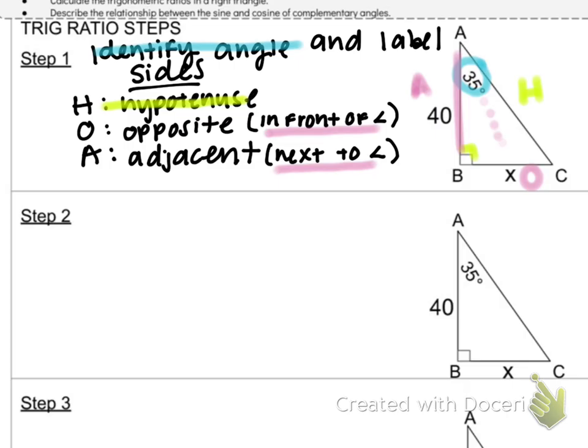Okay? Now, with these right here, like I said, they're not like the ones that were in your foldable where all of the sides were filled out and you could pick whichever one you wanted. You have to be able to pick a trig ratio. Now, this right here is a shorthand way for you to remember these.